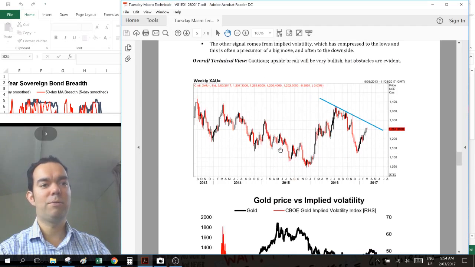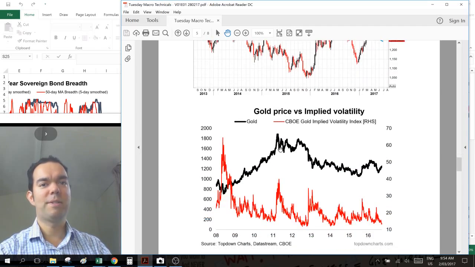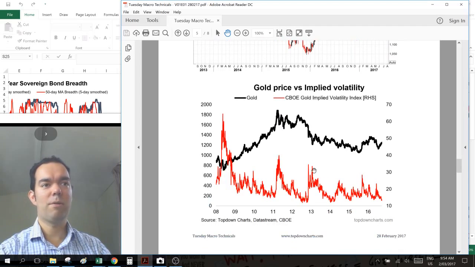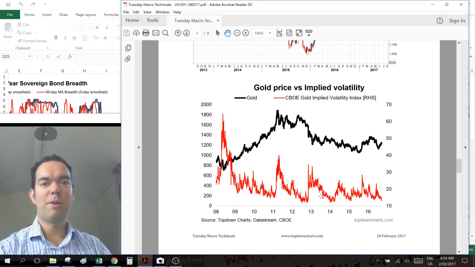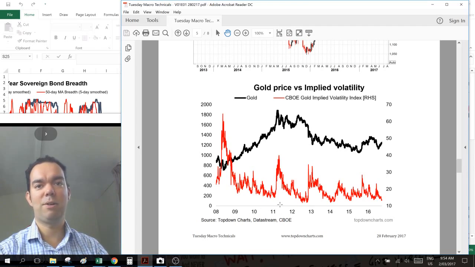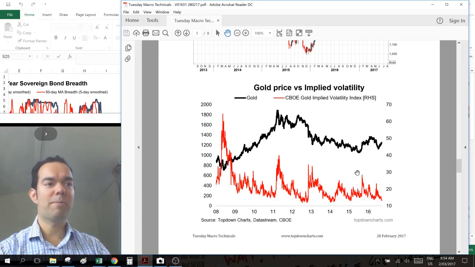Then of course you look at the next point, which I talked about here, to come to the overall technical view, which is gold price versus its implied volatility. This red line here, think of it as the VIX for gold. We know how it works in the equity market: when you get spikes, it tends to be a bottom, and when you get the complacent periods, the lulls, that's usually a top. And for gold, for the most part, that seems to work.